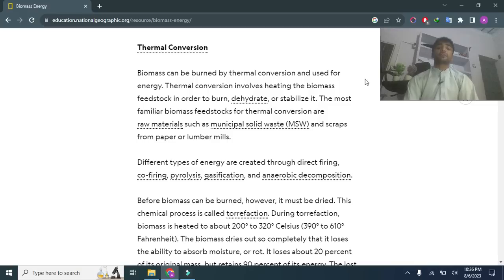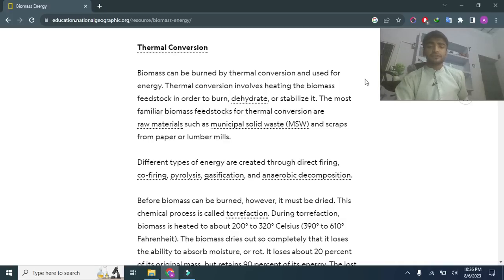This is the energy topic of MSW, municipal solid waste. Different types of energy are created through direct firing, co-firing, and gasification systems. Before biomass can be burned, however, it must be dried. This chemical process is called purification. Purification is the process in which biomass converts into different types of energy, such as fuels, such as diesel, used in pumping materials.